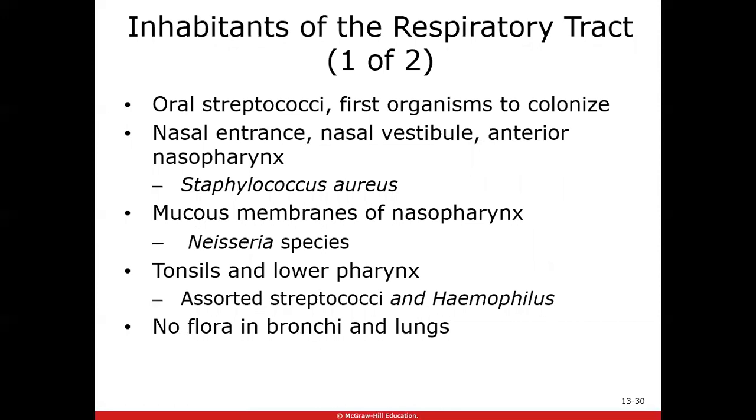Now, the inhabitants of the respiratory tract. In the respiratory tract, you have oral streptococci. These are the first organisms to colonize. You have the nasal entrance, the nasal vestibule, and the anterior nasal pharynx, where you can have Staphylococcus aureus. Then the mucous membranes of the nasal pharynx have things like Neisseria species. The tonsils and lower pharynx have streptococci and Haemophilus. Then you don't have any flora in the bronchi and lungs.